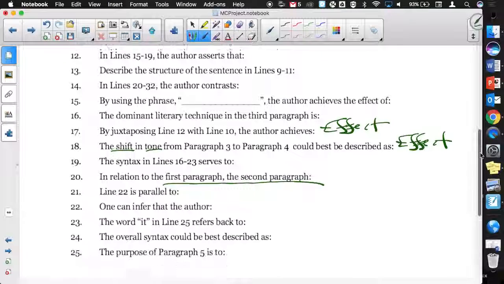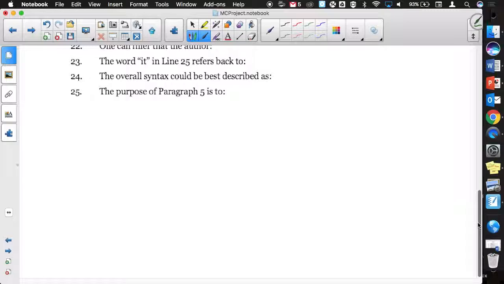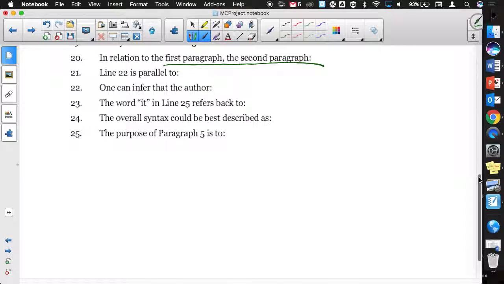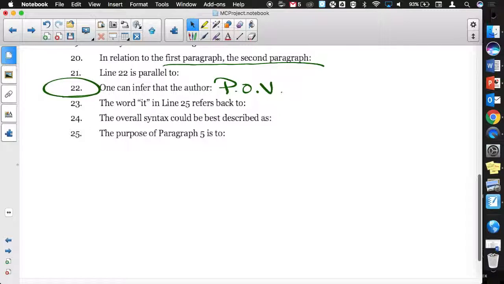Number 22, one can infer that the author, that would be a point of view question. So you can infer that the author, and then identify what a viewpoint would be towards some kind of specific idea. So point of view. All right.